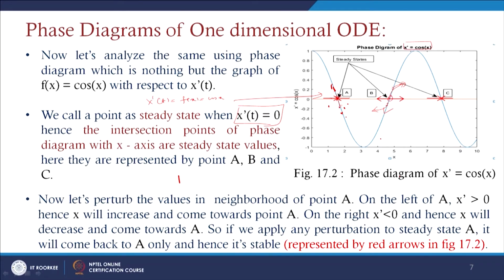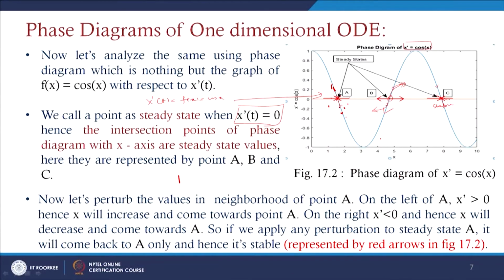And if you look at point C, the left part is a monotonic increasing function, which means afterwards it will also increase and move towards the point C. And the right portion is monotonically decreasing, so it will decrease and again come towards the point C. That is why we are saying C is a stable point and A is a stable point here, but B is an unstable point.